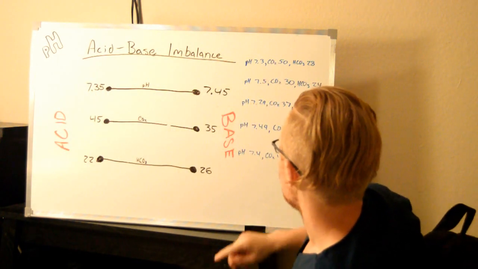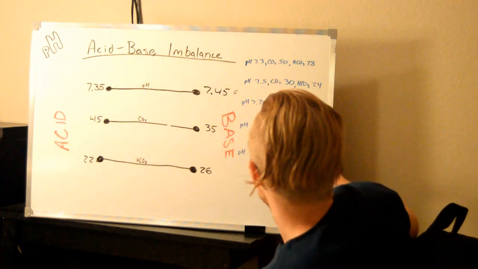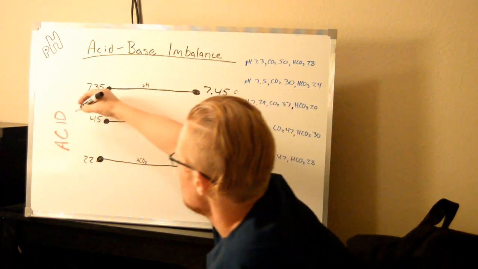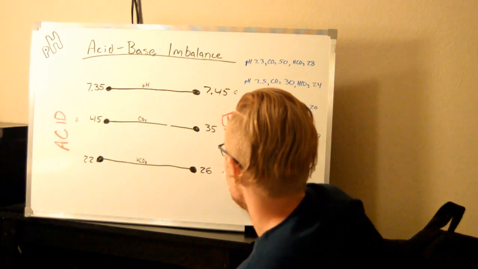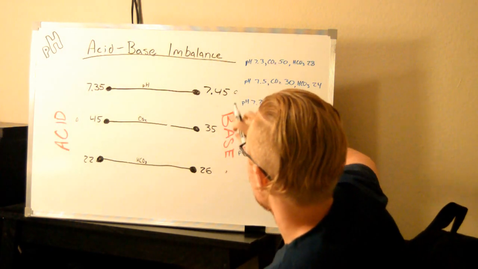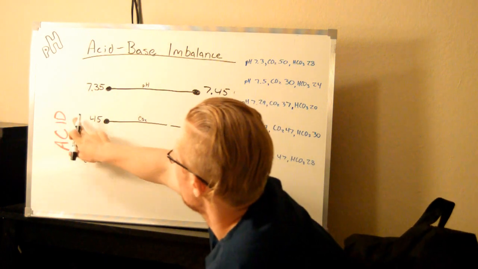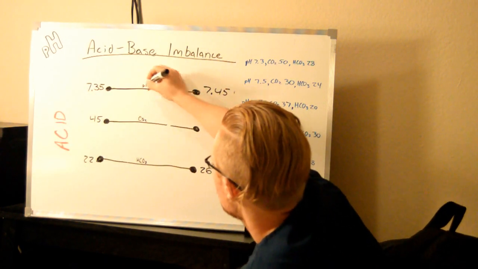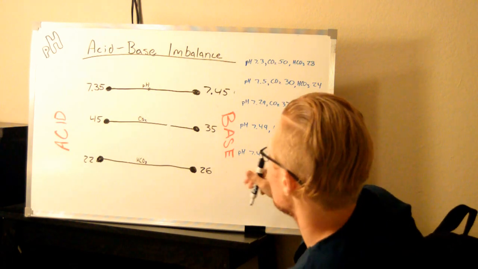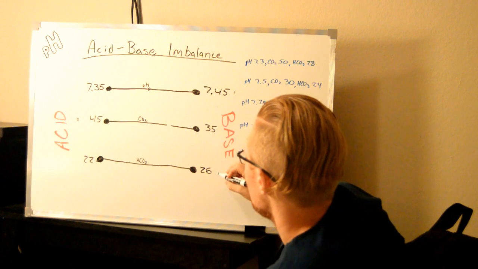For the next problem, pH of 7.49. You have CO2 of 47. And you have HCO3 of 30. What matches? Metabolic alkalosis. Last one, you have a pH of 7.4. You have CO2 of 47. And you have HCO3 of 28.